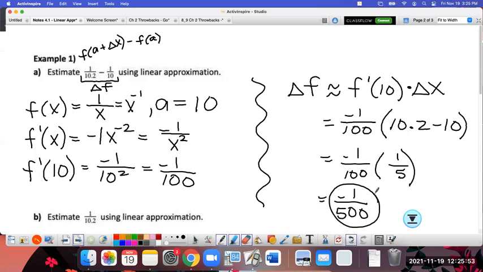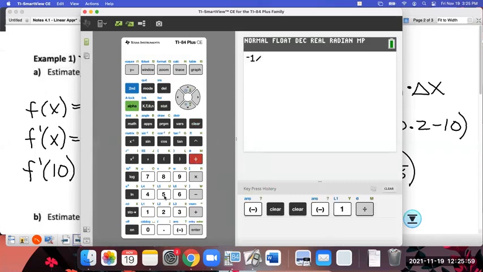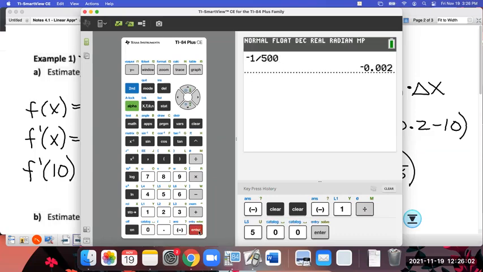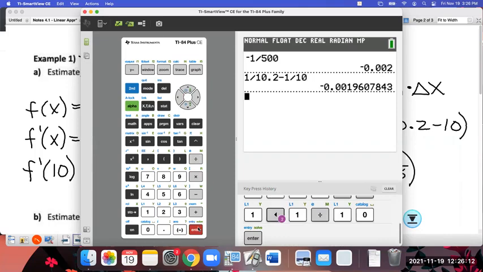Now I want to see how good my estimate is. So I'm going to plug in the -1 over 500 amount to see the decimal version, and then I'm going to plug in the actual original problem. Oops, I accidentally put a double negative. Okay, so I'm actually pretty close. Technically, because of the negative, my estimate is a little smaller than the actual change in the y values. But if it was positive, my estimate would have been bigger.